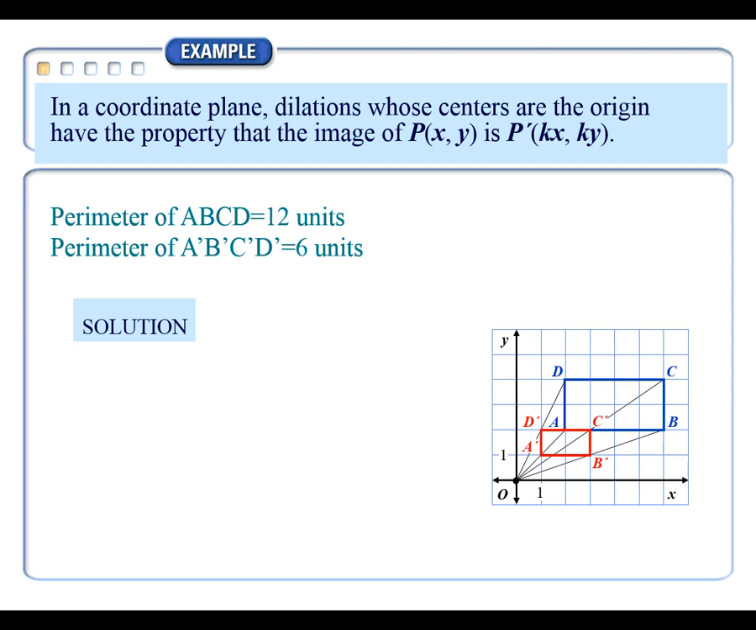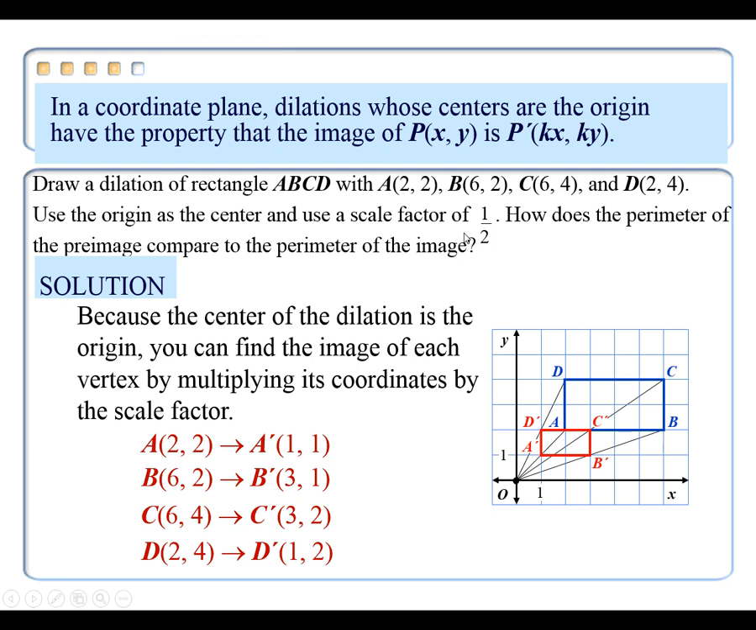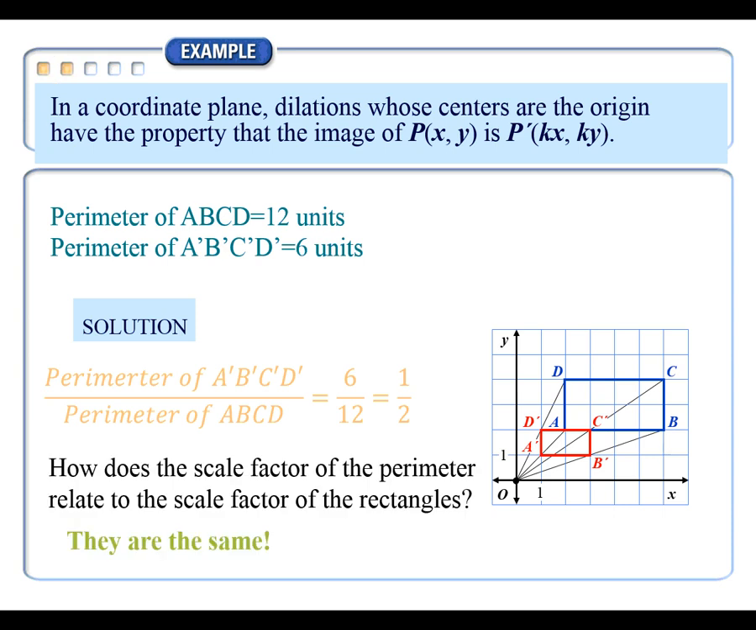So remember, scale factor is image over pre-image, which, just to recap, our scale factor was 1/2. So let's see how these relate to 1/2. If I divide the perimeter of the image, 6, by 12, it reduces down to 1/2. So guess what, you guys? The perimeter scale factor should always be the same as the original scale factor, which is pretty cool. And that's example 4. So the scale factor of the perimeter is the same as the scale factor of the rectangle. That's kind of what we talked about. But anyways, yay! Example 4 is done.